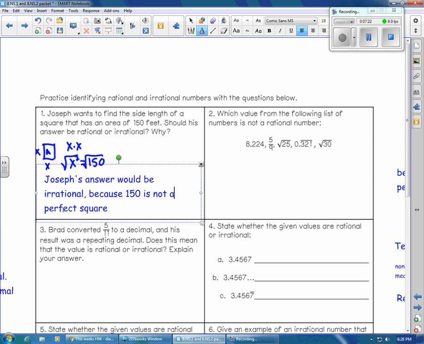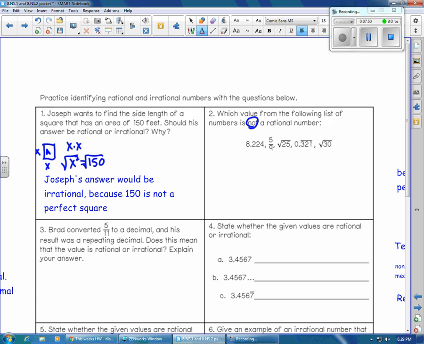Joseph's answer would be irrational because 150 is not a perfect square. Now let's be clear. The number 150 is absolutely rational, but the square root of 150 is irrational because 150 is not a perfect square. Hopefully that's clear. Number 2, which value from the following list of numbers is not a rational number?